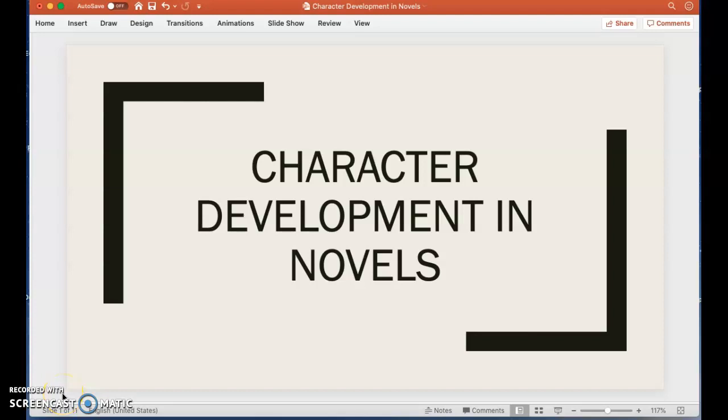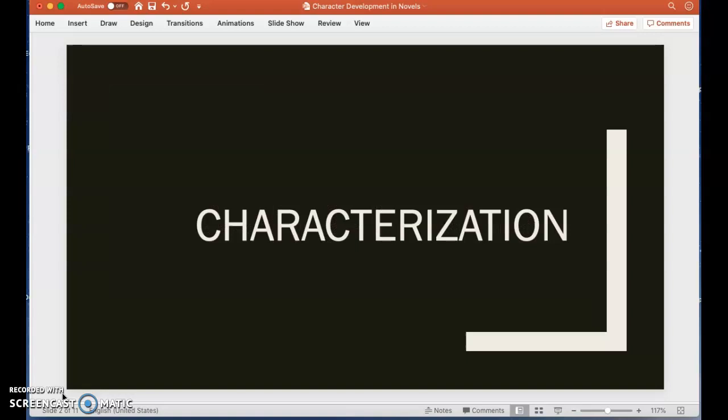So today for ELA, as you've already looked at the assignment, we're talking about character development in novels, right? That's the main reason why we're reading Hatchet right now: it's all about how the character develops. So how does the character of Brian change over the course of the novel? And what we're going to focus on right now is characterization.